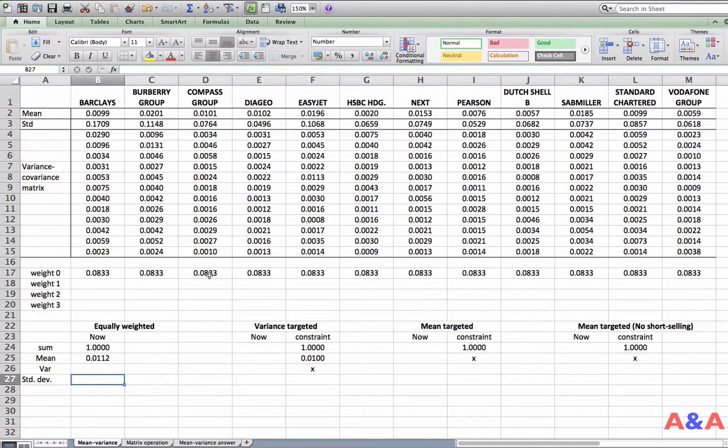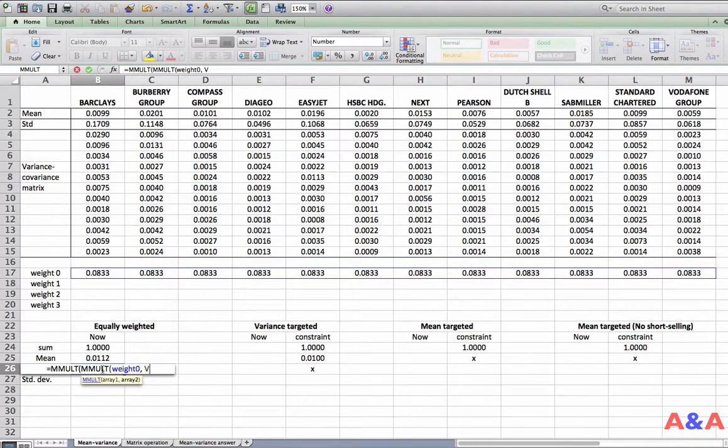So let's compute the variance of the portfolio return then. I start with equal and type mmult, and I type another mmult function to nest it. The first matrices are weight 0 and variance covariance matrix, and the third matrix is weight 0, but this time it should be in the form of a column vector, so I transpose this row vector using transpose function, transpose weight 0, closing bracket, and closing another bracket, and I should press Ctrl Shift Enter.